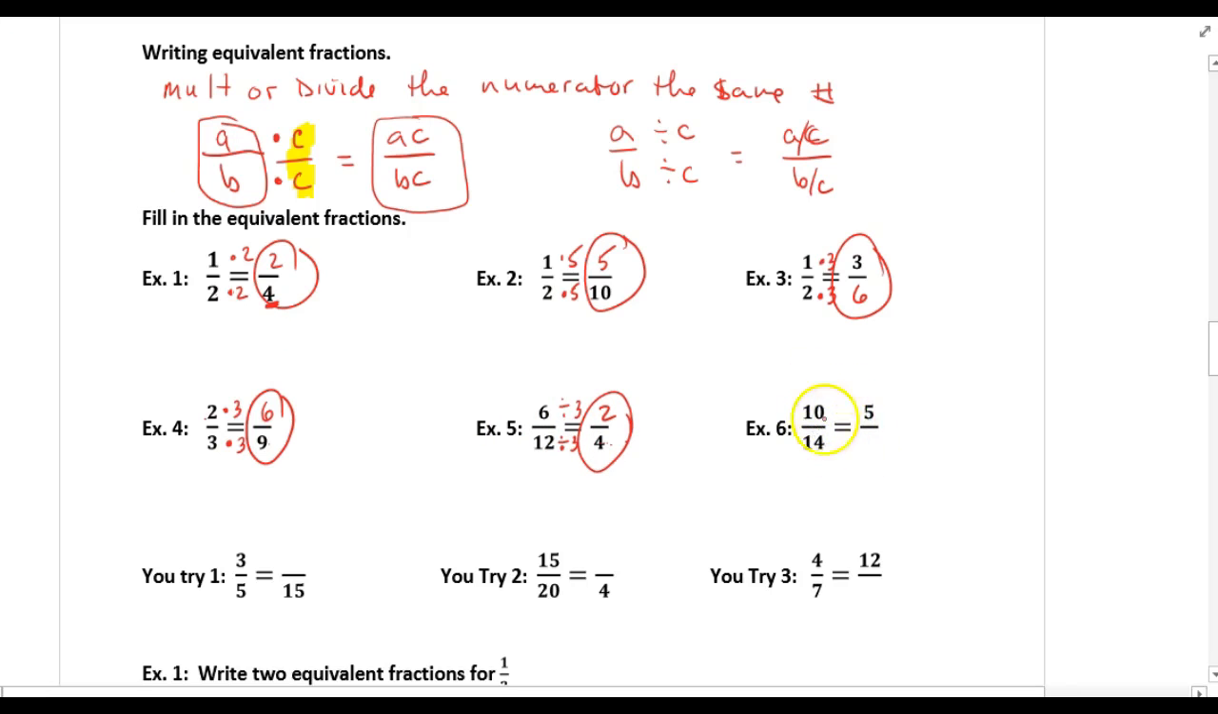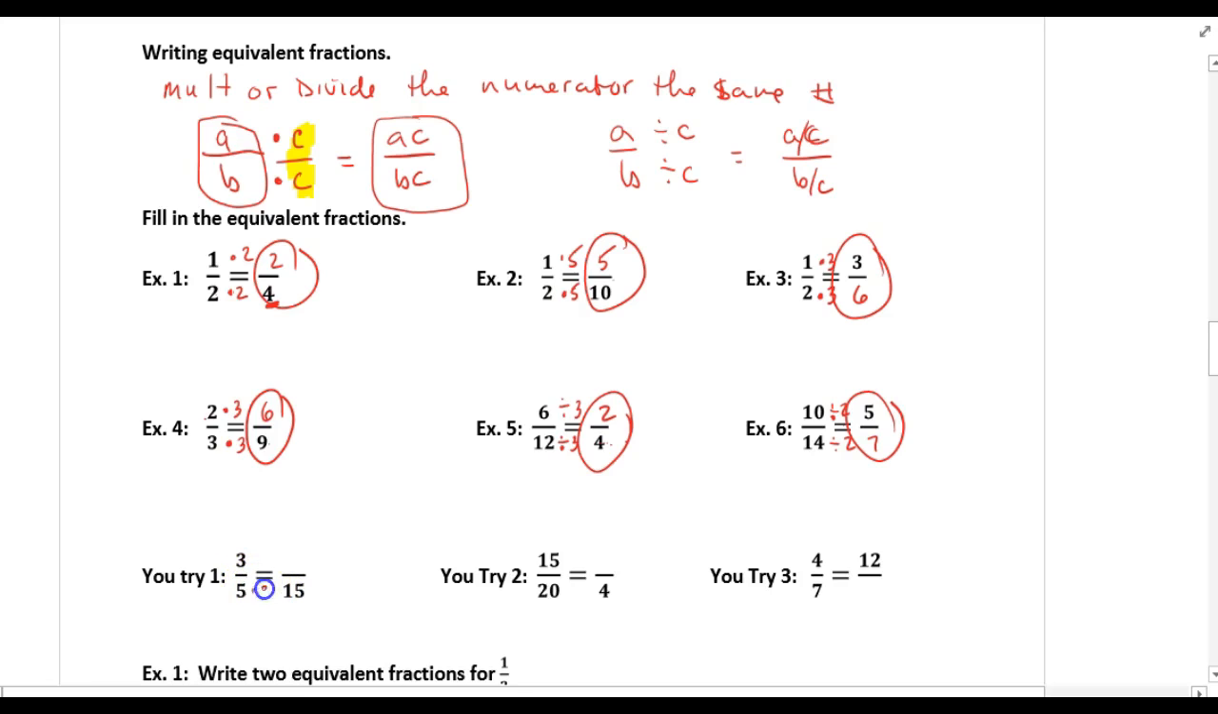So when it comes to 10 over 14, right? 10 over 14 equals 5 over what? So here, to go 10/14 is equal to 5 what? Well, to go from 10 to 5, I would divide by 2, which means I'm going to divide 14 by 2 to get 5 over 7. So what happens is 1/2 is equivalent to 2/4, 1/2 is equivalent to 5/10, 1/2 is also equivalent to 3/6, and so on. So try the 3 you try problems below, and then come back and check your answers.